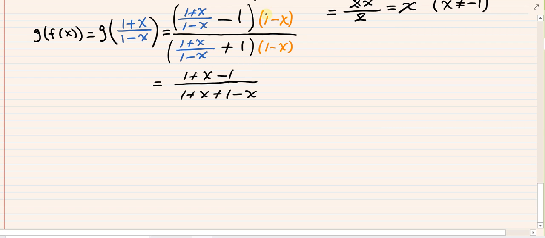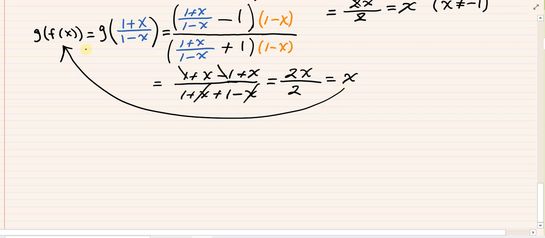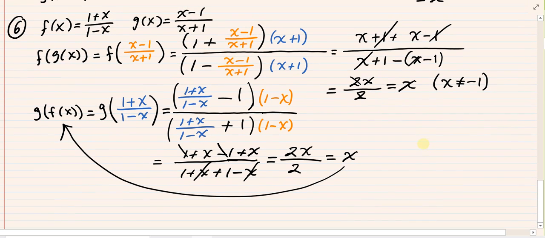In the numerator, the same thing. I distributed to the fraction, I got 1 plus x. Distribute to 1, I get negative 1 plus x. Sorry, I dropped those out. Good thing I caught them. So again, in the numerator, we have 2x, and in the denominator, we have 2. The result is x. This time, x must be inside the domain of the function f of x.